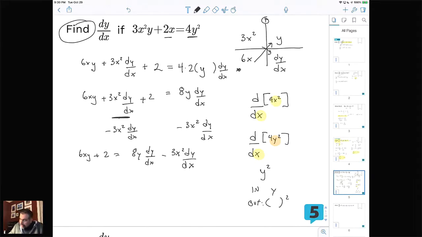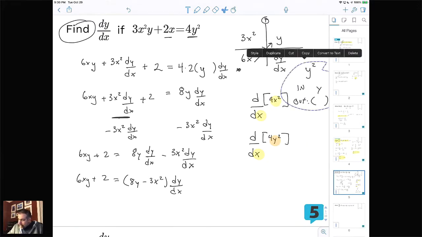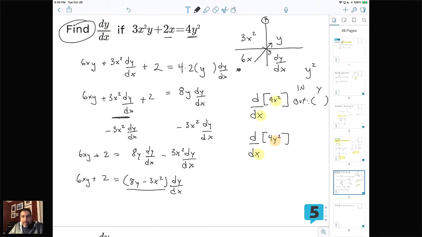So now we're going to take that dy over dx out from that side. We're going to have 8y minus 3x squared, with the common factor dy over dx. On the other side, we just leave it. We haven't done anything to it, so we've still got 6xy plus 2. The final step in this is to divide both sides by 8y minus 3x squared.